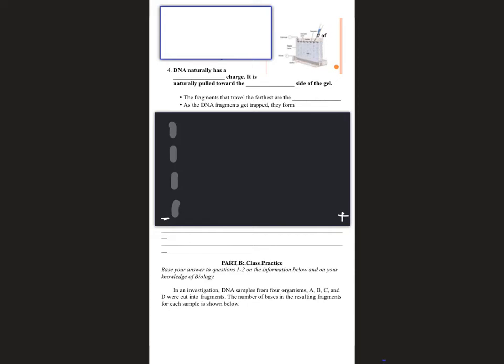Once the DNA is inserted, electricity is then applied to the gel, making one side of the gel negative and the other side of the gel positive. So again, if you look at my diagram on the screen, I have indicated where the positive and negative parts are. The negative portion will be closest to the wells.